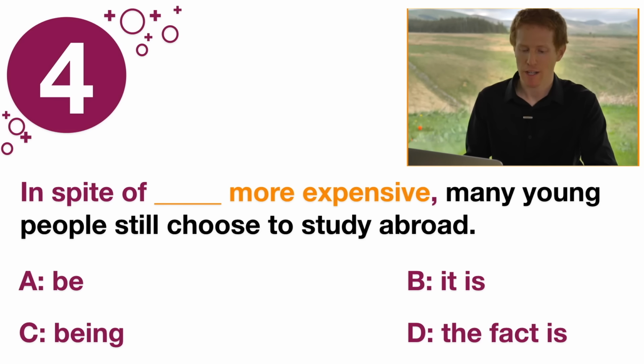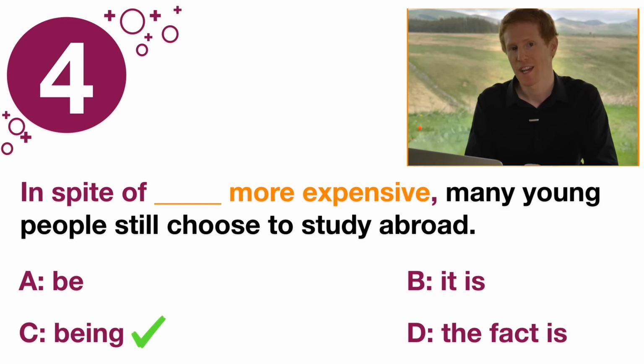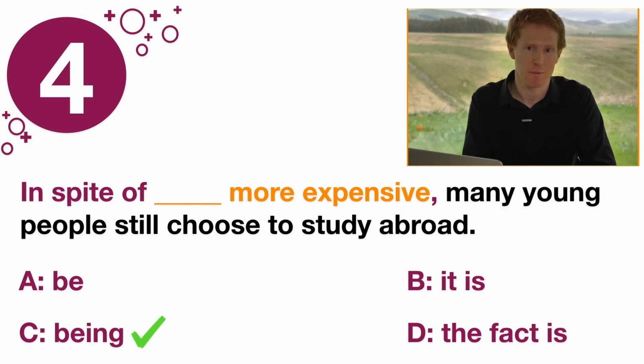So, in spite of being more expensive. Remember, this is an -ing form, a gerund, which is when we have a verb after a preposition like "of", and then instead of having the infinitive, we have it in an -ing form, so that it acts more like a noun. Don't worry if that sounds complicated, just remember "in spite of" and then "being", or any verb but in an -ing form.